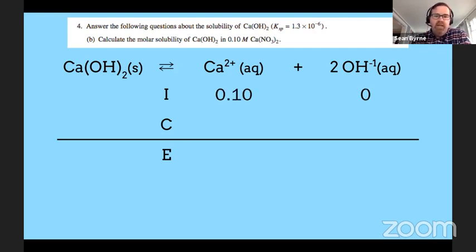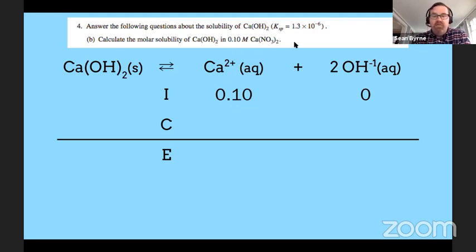Okay, and what's interesting about problem B here is that we're also dealing with a common ion. So we're going to look at calcium nitrate here and see that nitrate is just going to be a spectator ion. It doesn't really do anything for us, but the solution already has some calcium ions in it. And because the calcium to calcium nitrate ratio is 1:1, we can assume that the concentration of calcium in our solution before we even add any calcium hydroxide is 0.10.